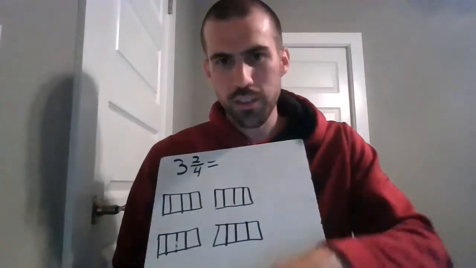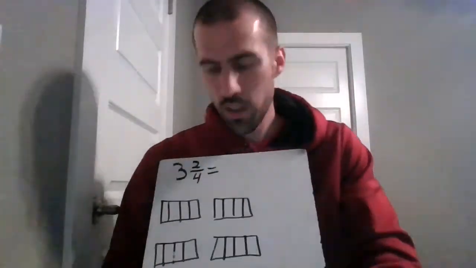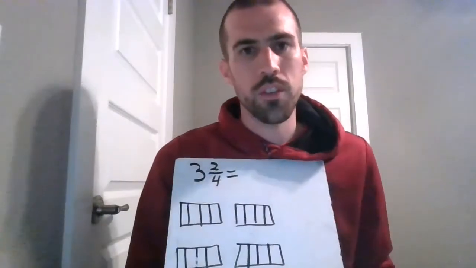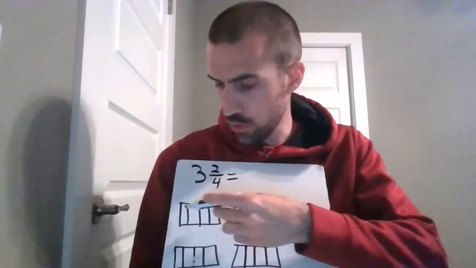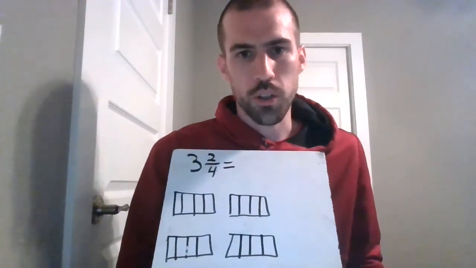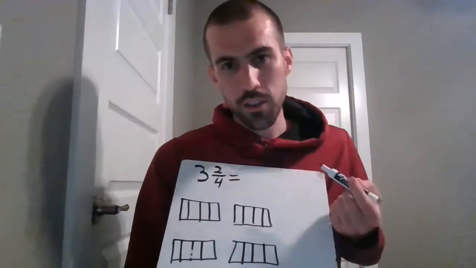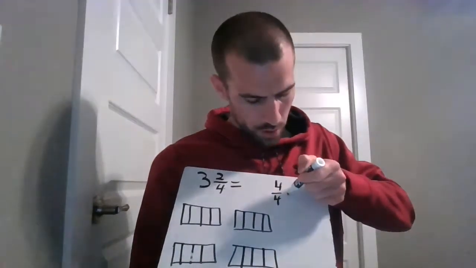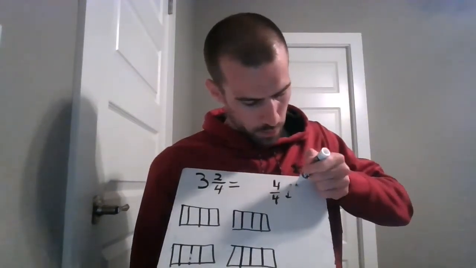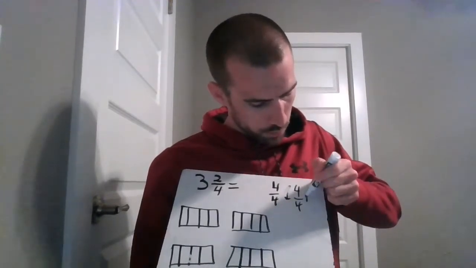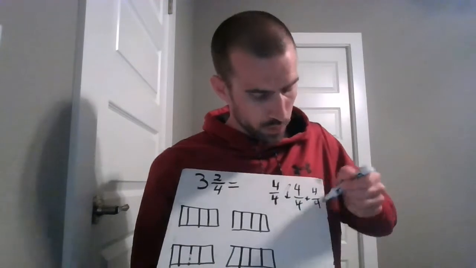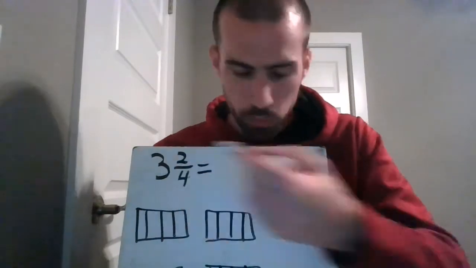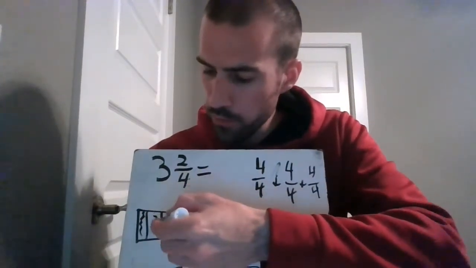So this 3 wholes here is saying that, well, our fraction is in fourths. So each shape has 4 parts. And as you can see, I drew shapes in 4 parts, okay? So this 3 here means that we have 3 wholes, which would be equal to 4 fourths plus 4 fourths plus 4 fourths, because 4 fourths would be a whole. And we have 3 of those. So we're going to shade in our 3 4 fourths.